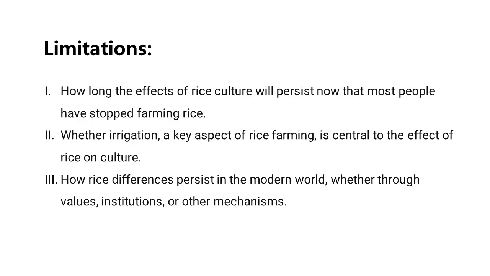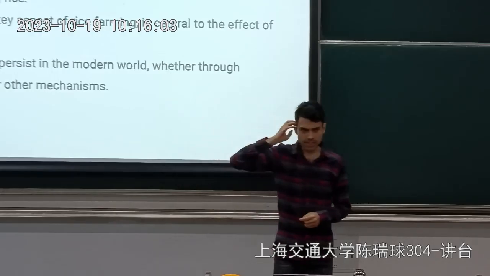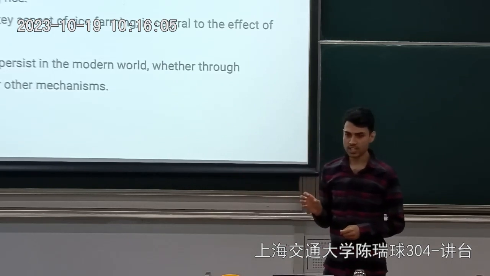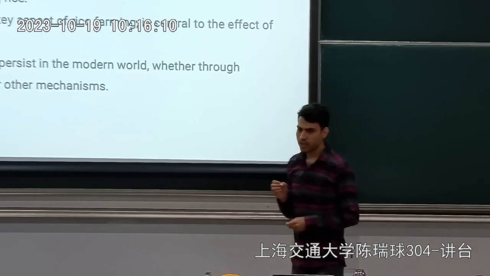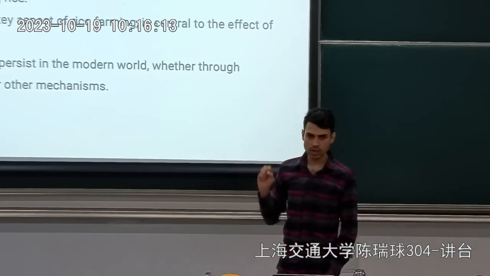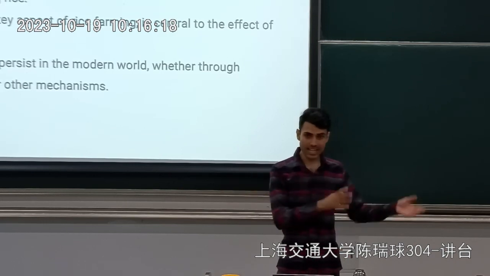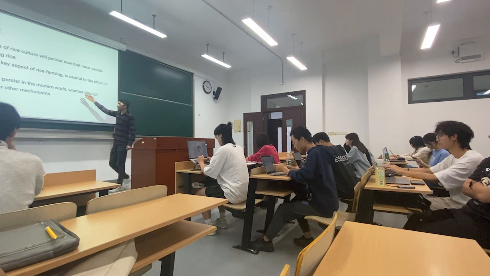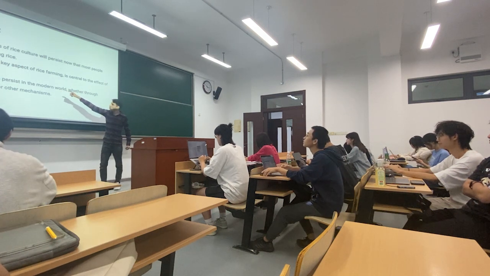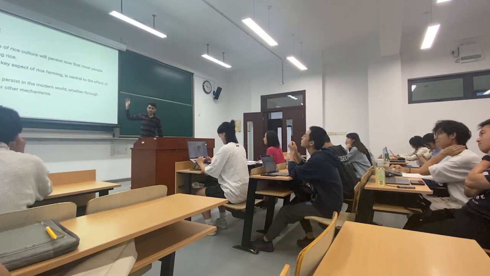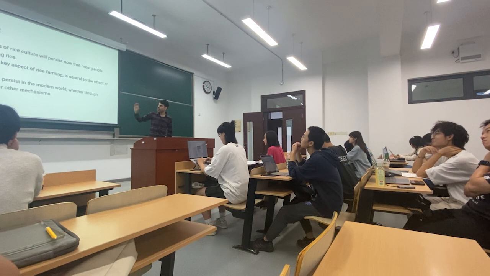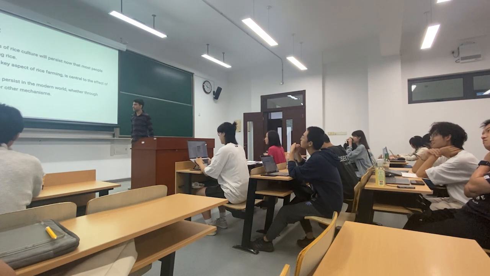So even though this study was very good, there were some limitations. The first limitation was how long the effect of the rice culture will remain on the people. Why? Because many people have already stopped doing rice farming. So how long will it last on the people? And the second thing is irrigation, which was the key aspect of rice farming. Is it going to play a very significant role in the rice theory or not? We do not know. We didn't analyze it before.